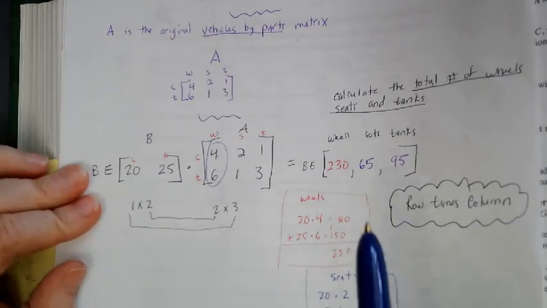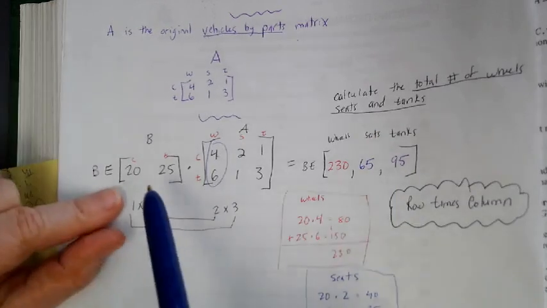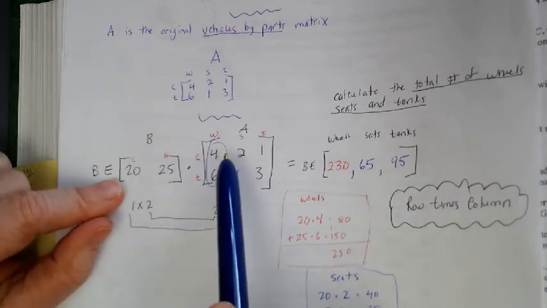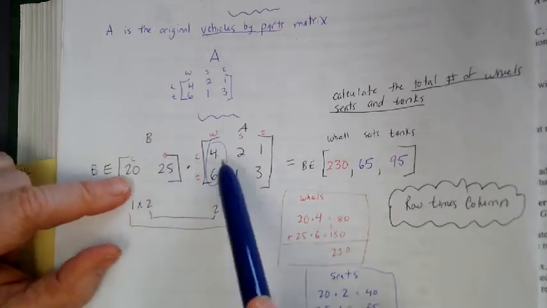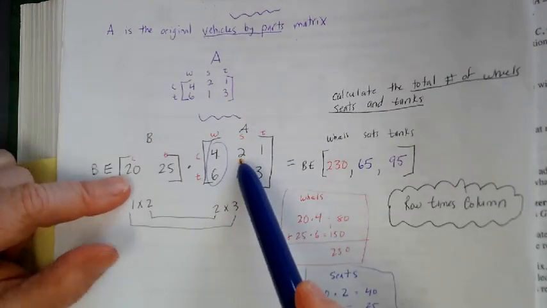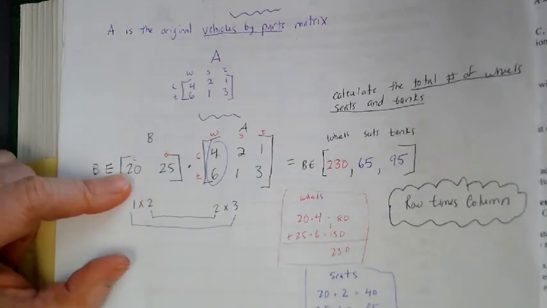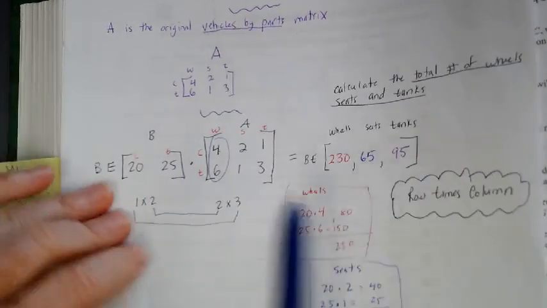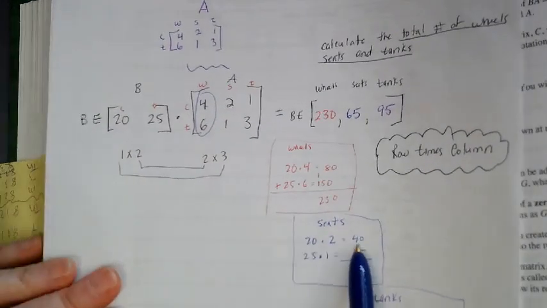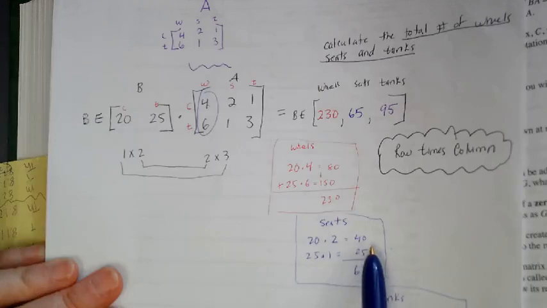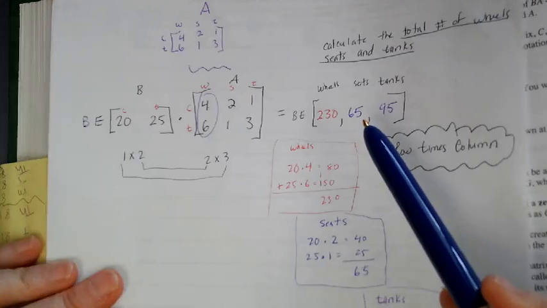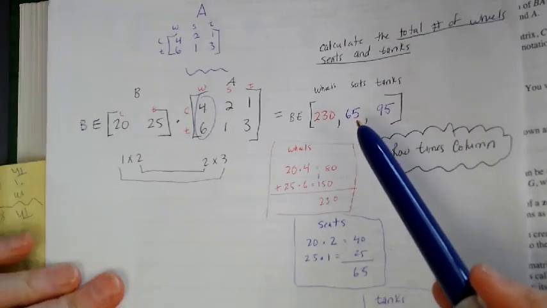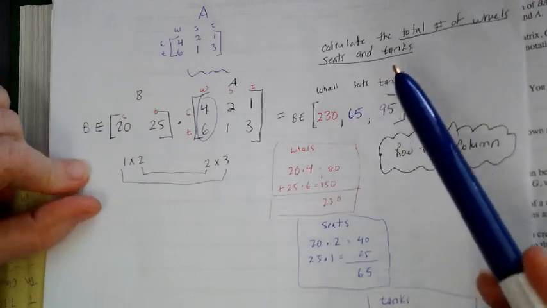Now I want to know how many seats altogether. How many cars does Bullseye want? They want 20 cars, and I only need 2 seats per car. So it's going to be 20 times 2 plus 25 times 1, and I wrote that right here. 20 times 2 plus 25 times 1. So 40 plus 25 is 65. That's the total number of seats to build all their little toy cars and their little toy trucks.